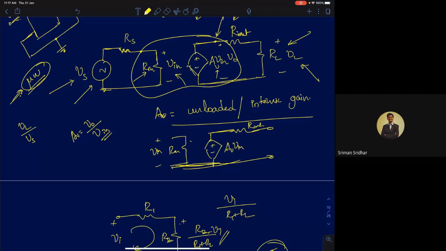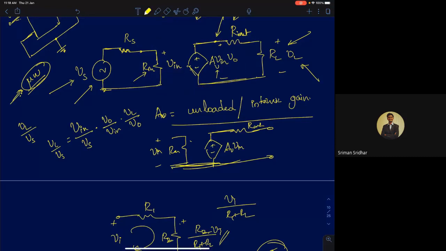So how do we find that? We can do this in a step-by-step process. First, find the voltage V in. VL by Vs can be written as V in by Vs into V0 by V in into VL by V0. Now if you see, everything will cancel out and this will be equal to VL by Vs. So we will go step by step. What is V in terms of Vs? Look at this. This is simply a resistive divider network. So what will be voltage V in? Rin by Rin plus Rs.